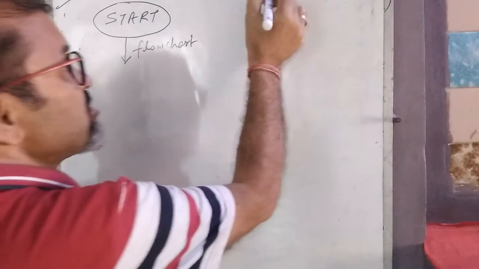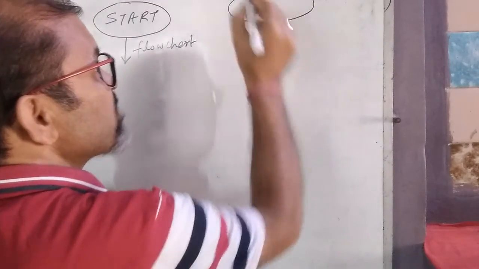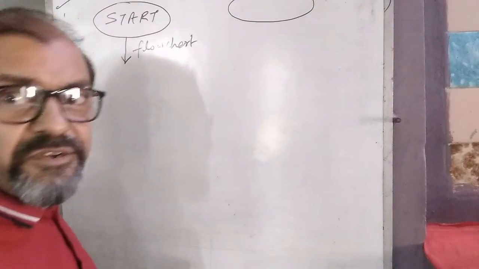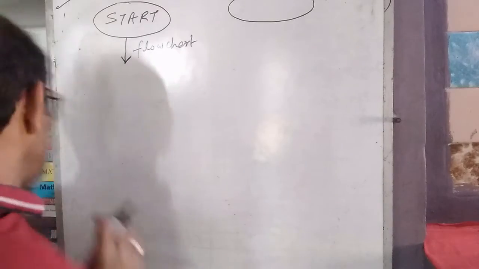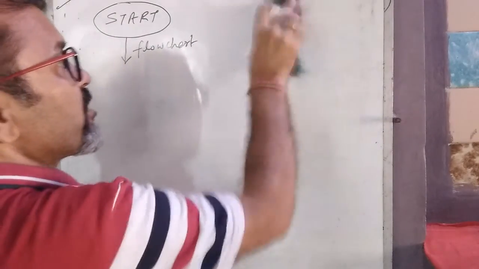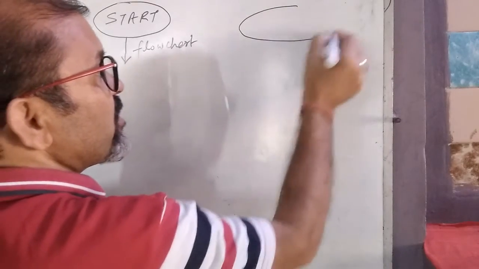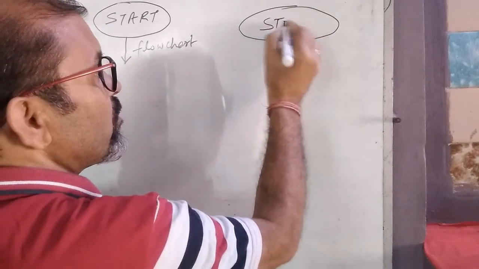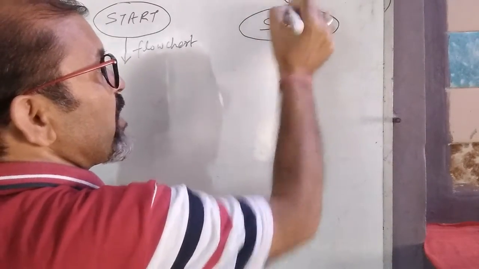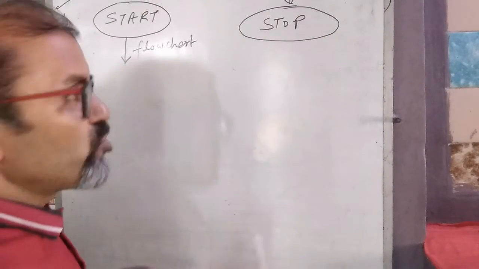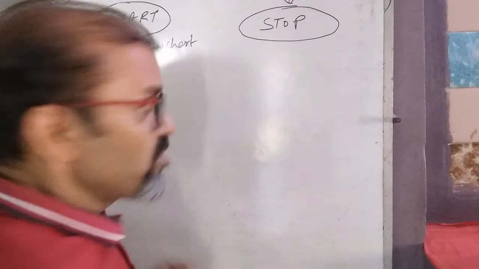And there is a stop symbol having an oval shape, same shape, but a line may enter into it. A line will enter into this. I am drawing it again, a little downside. So this is a stop symbol. A line will enter into this symbol, right? No line will exit from this symbol.